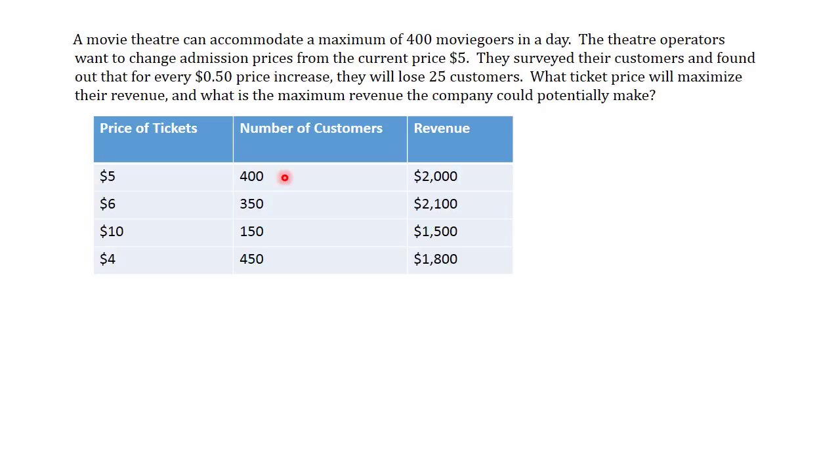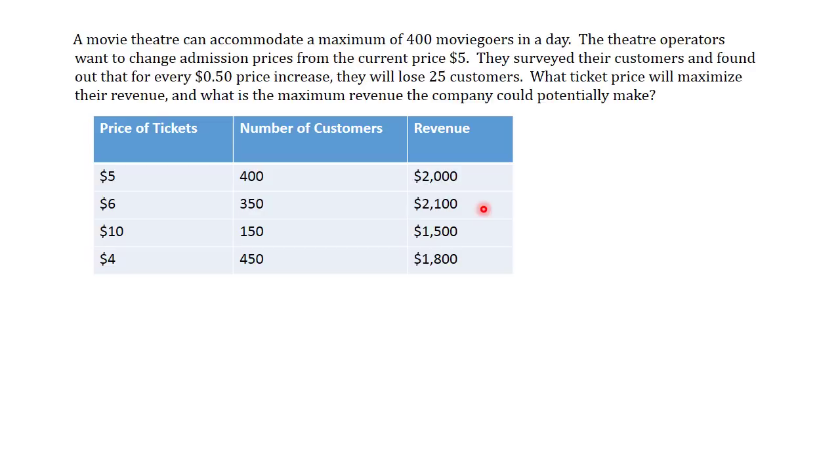So, for instance, if they went to $6, that means they've raised it by 50 cents twice. So they're going to lose 25 customers each time, which means they're losing 50 customers in all. That means the $6 ticket price will only pull in 350 customers. But if you multiply those two figures together, you're looking at $2,100 as your revenue. So they're doing better, even though they're losing customers. The fact that the price of the ticket has gone up means they're getting more for each ticket.